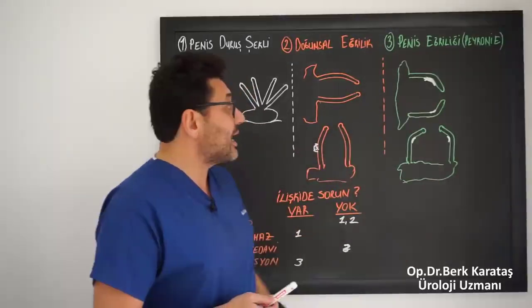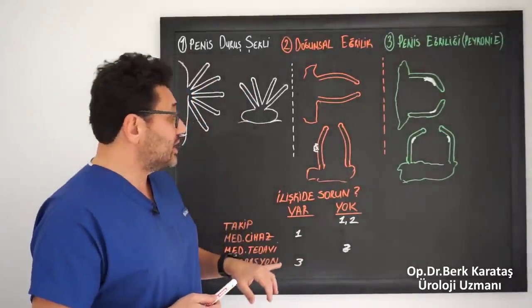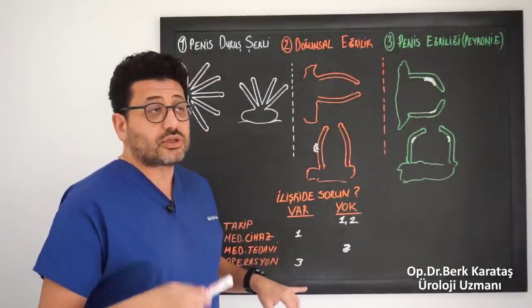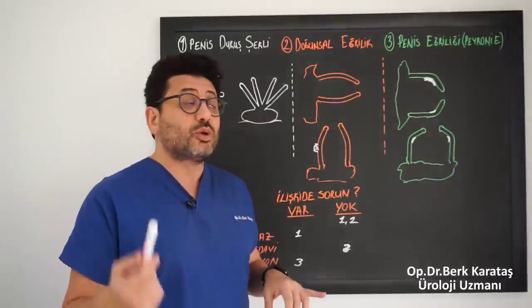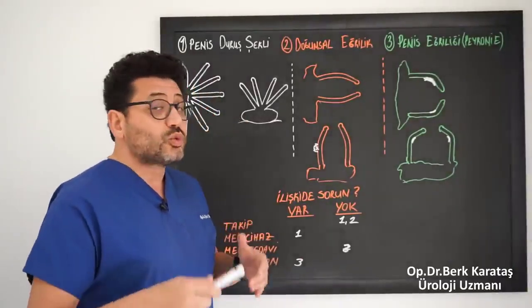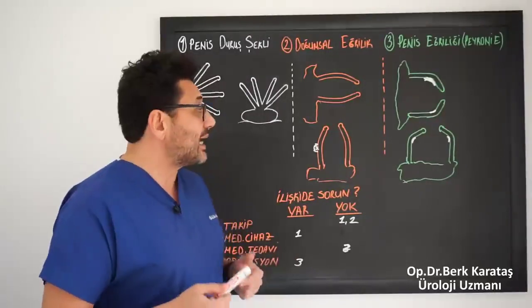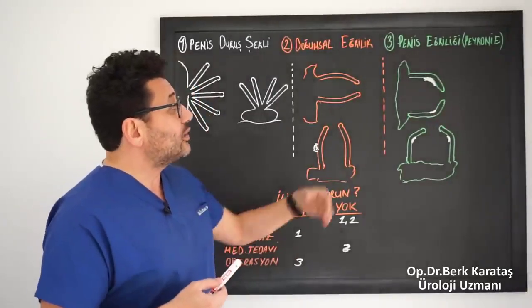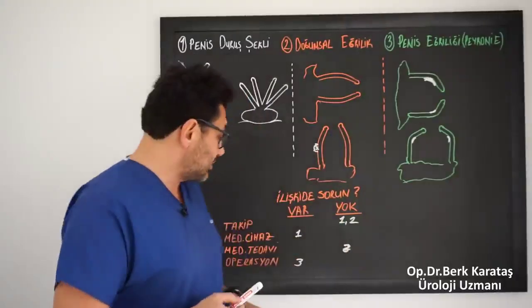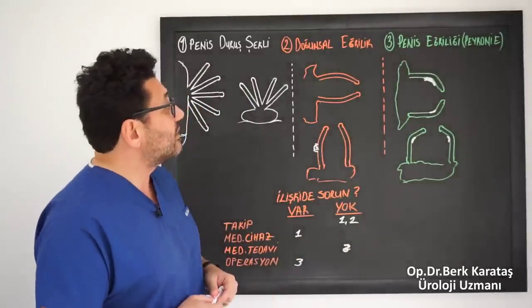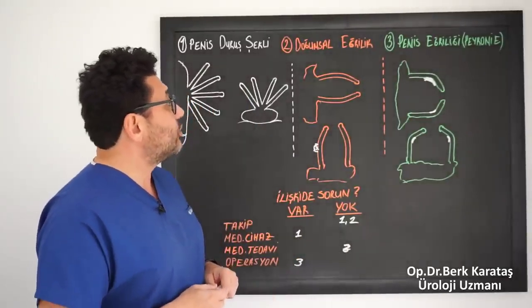Finally, if there is plaque, it is necessary to do all kinds of medical treatment and to prevent the situation from getting worse by performing treatments such as PRP, stem cells, and shockwave into the plaque. But of course, if the curvature is too much, if you cannot have intercourse, then the operation can be planned. Yes, that's how I explained it briefly.